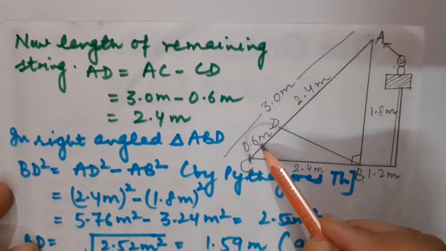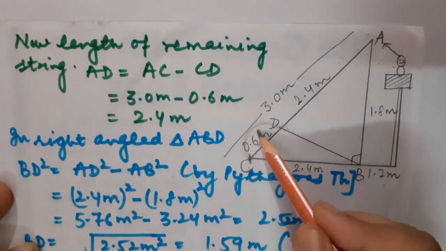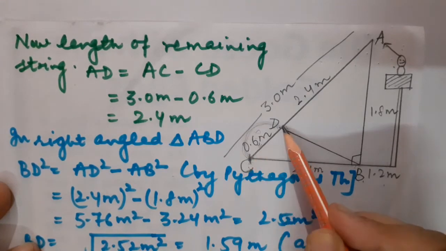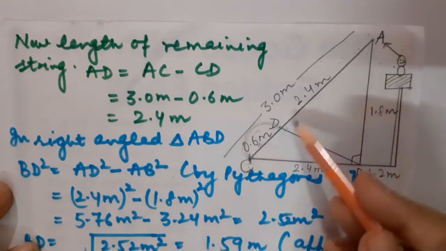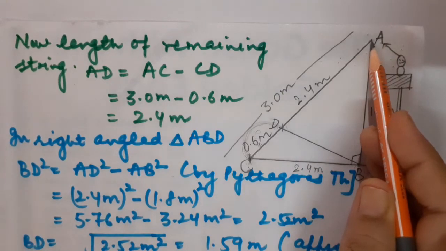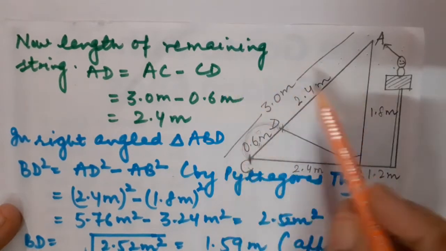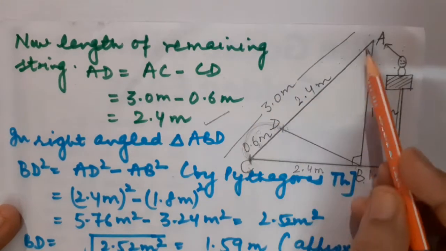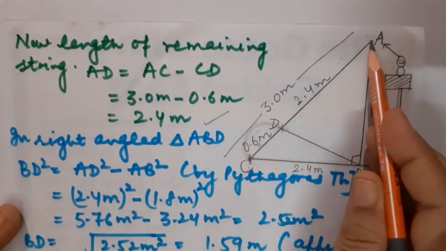Now, as she has stretched the string, this much part has been removed, means from C the bait has reached point D. So what will be the length now of the bait from the tip of the rod? It will be AC minus CD, that is 3.0 meter minus 0.6 meter, that is 2.4 meter. So AD is nothing but the distance of the bait from the tip of the rod.